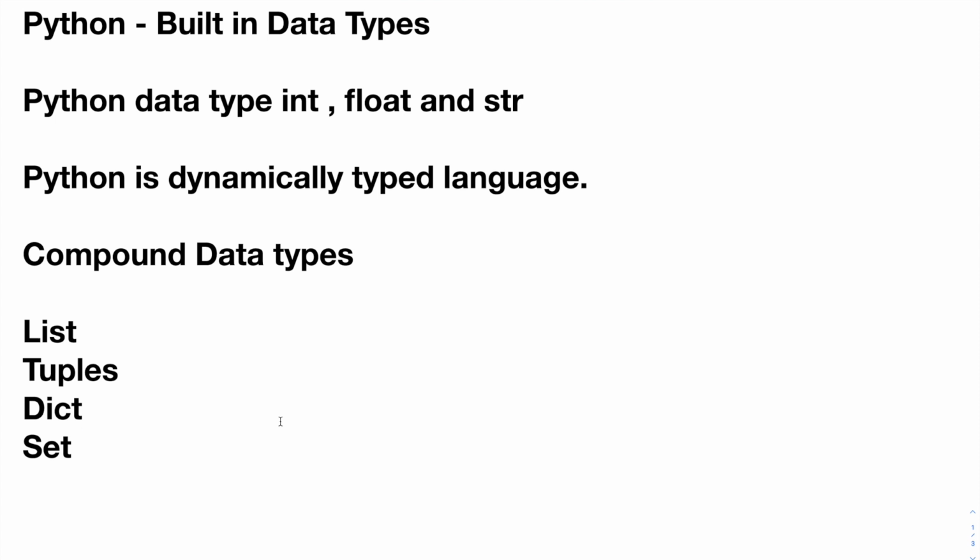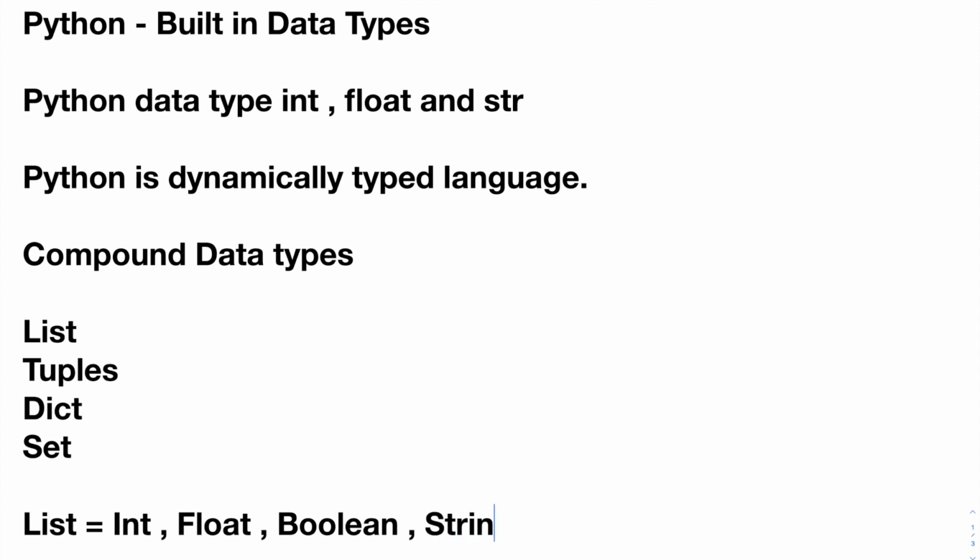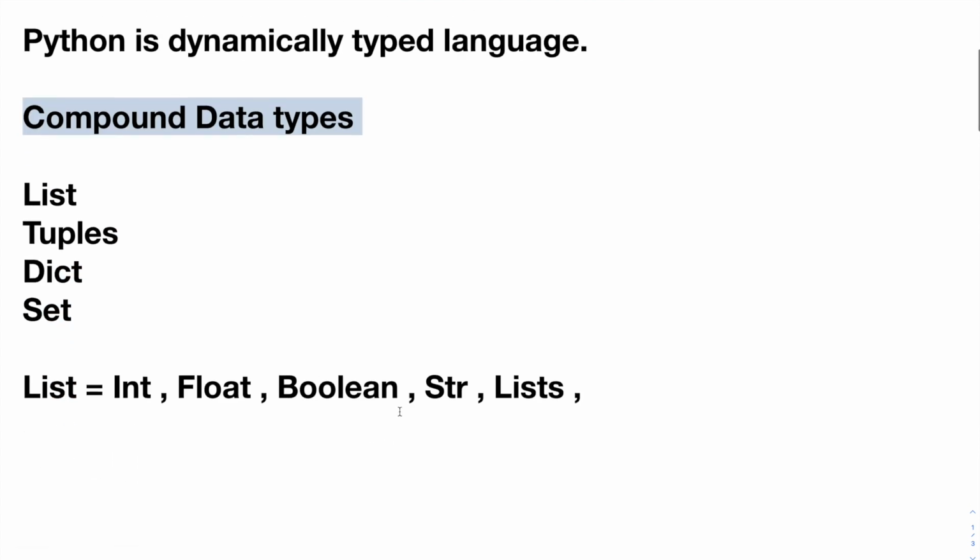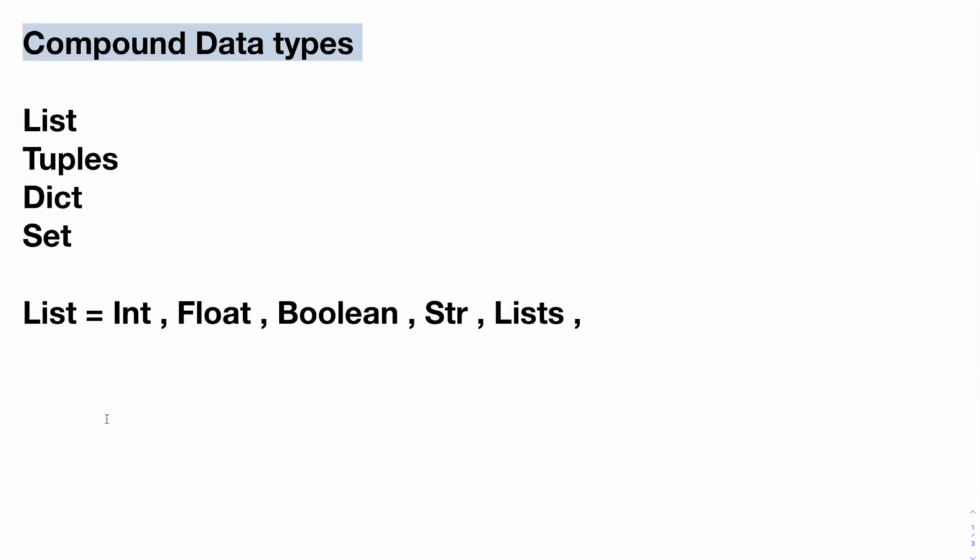So if there is a list type of data, it can contain int, float, boolean. We discussed this also last time. It can contain a string. It can contain lists also, and it can contain any of these other compound data types as well, right? So now I think, friends, you are getting a picture of why these are called compound data types. With that being said, let's move on.